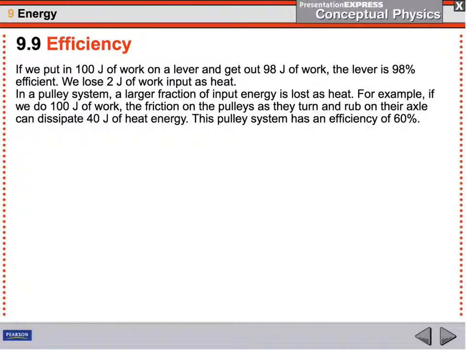So if we put 100 joules of work on a lever and get 98 joules of work out, the lever is said to be 98% efficient because you lose 2 joules of work to heat. Or a pulley system, a large fraction of energy input is lost as heat. For example, if we do 100 joules of work, the friction on the pulley as they turn and rub against the axle dissipates 40 joules of heat, so you're only 60% efficient.